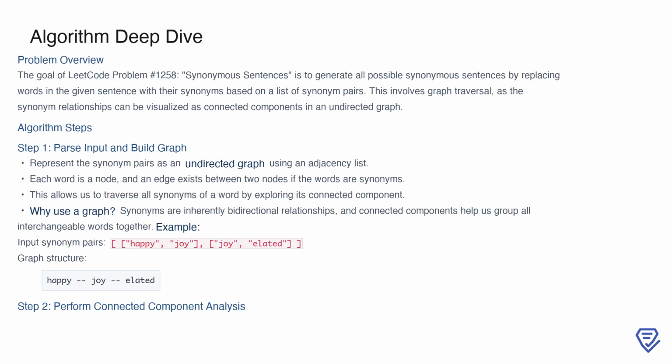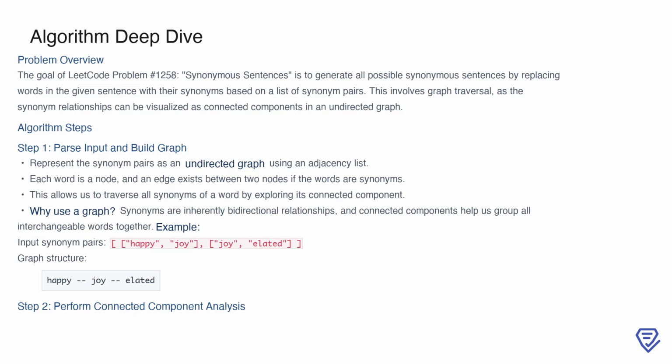In this problem, the objective is to generate all possible synonymous sentences based on a given sentence and a list of synonym pairs. These synonym pairs can be visualized as an undirected graph, where each word is a node and an edge exists between two nodes if the words are synonyms. By traversing the connected components of this graph, we can group all interchangeable words together, which simplifies the process of generating synonymous sentences.